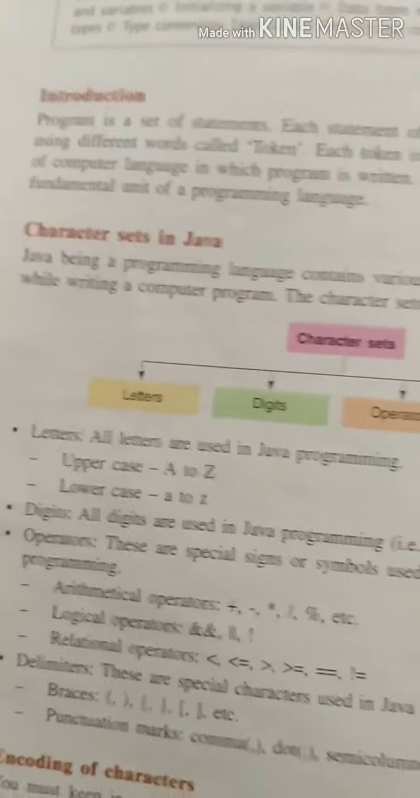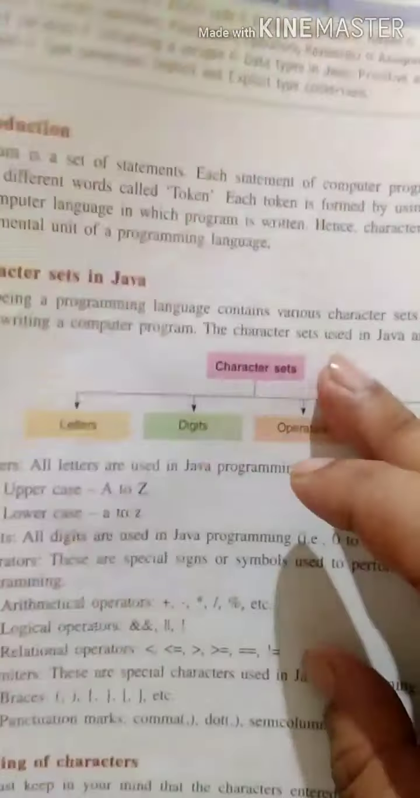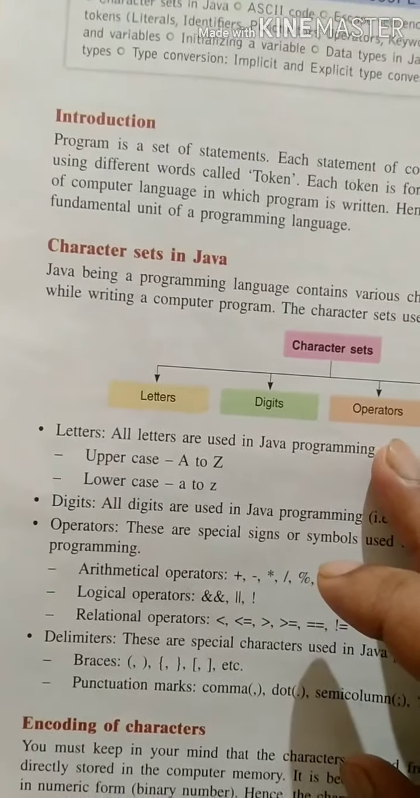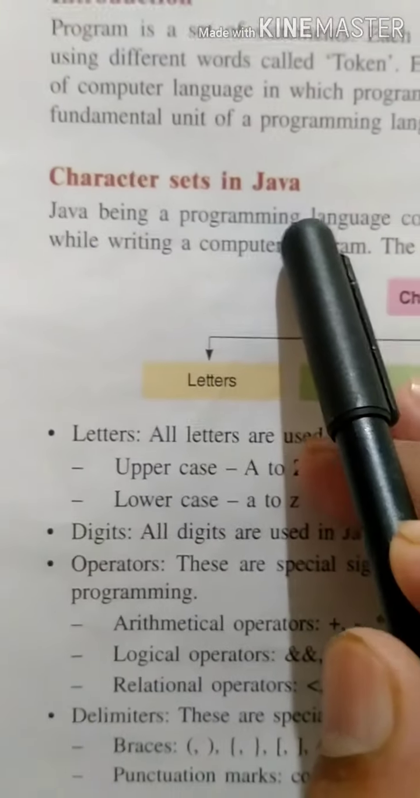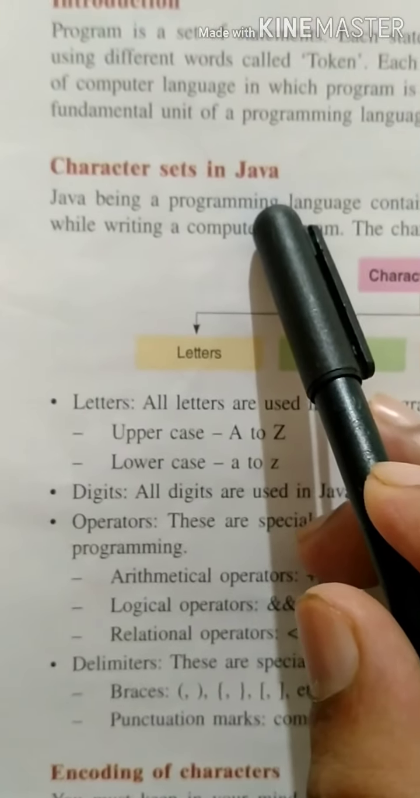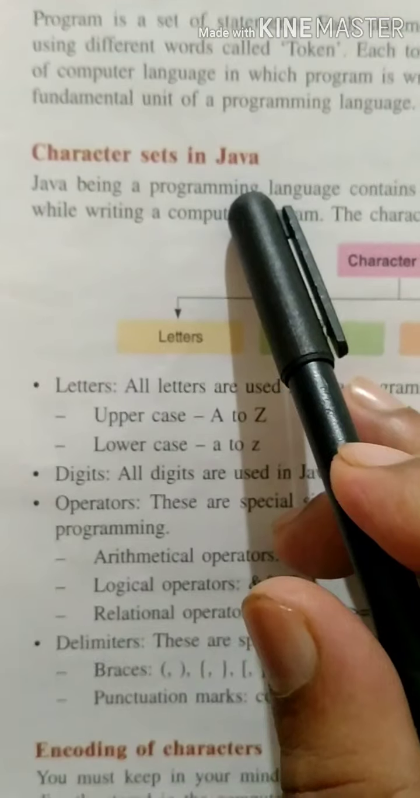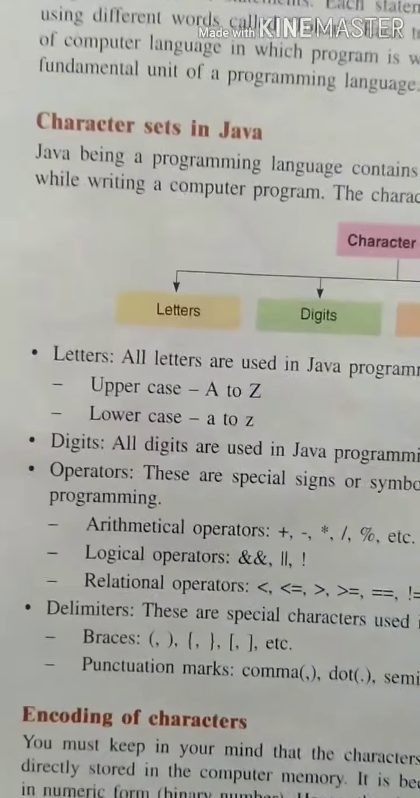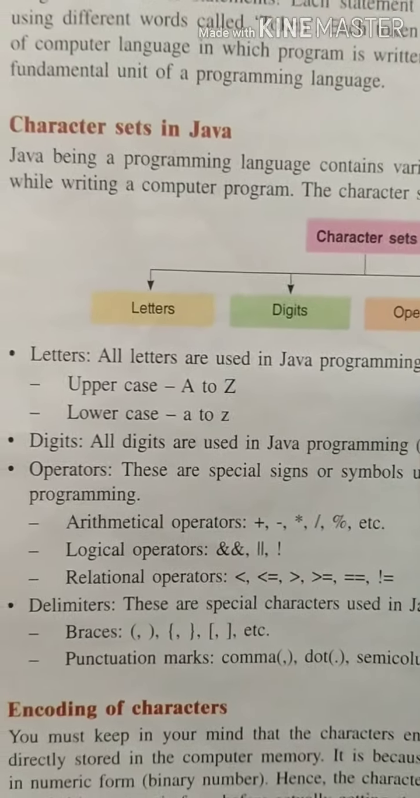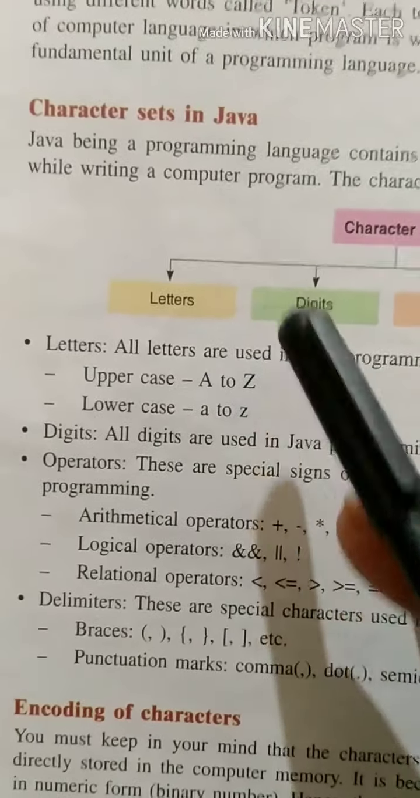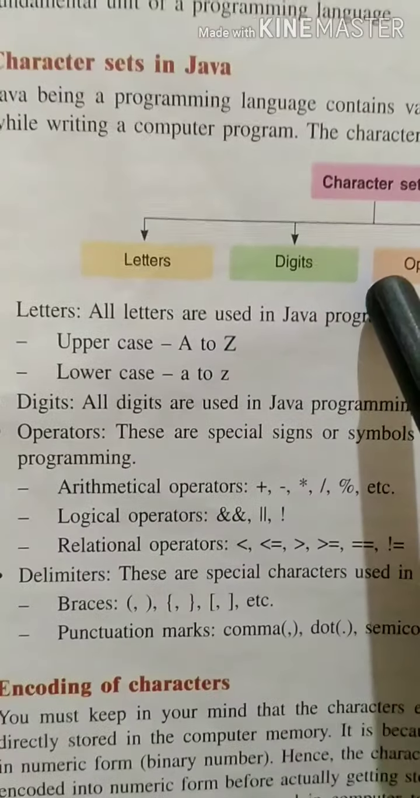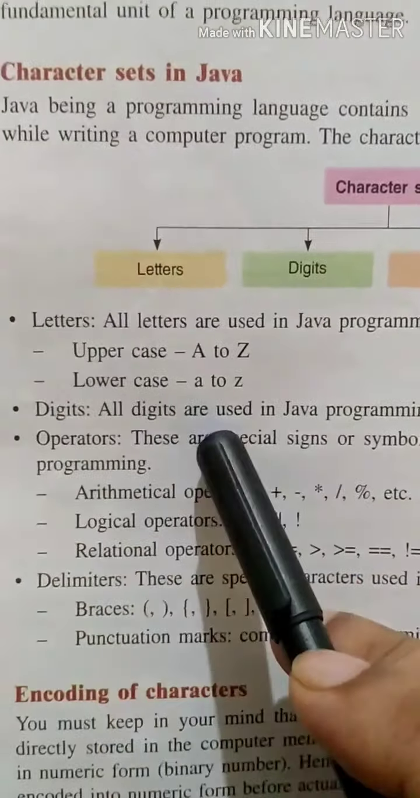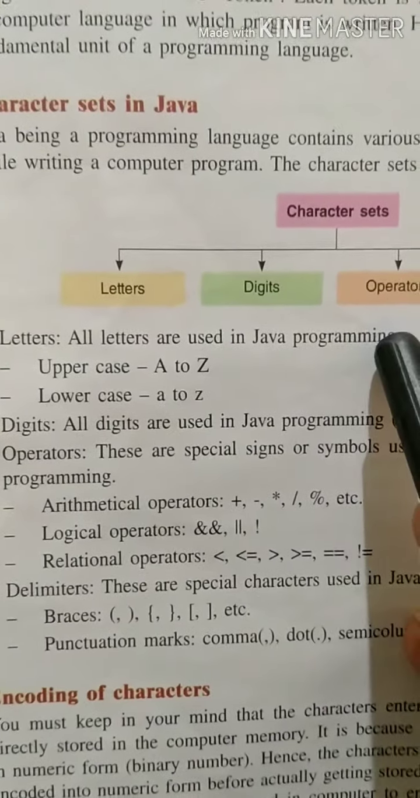So now I am starting with the first topic, character sets in Java. What kind of alphabets do we use in Java programming? We use two types of alphabets. The first is uppercase A to Z, and the second is lowercase a to z.